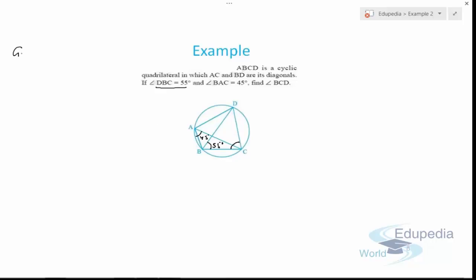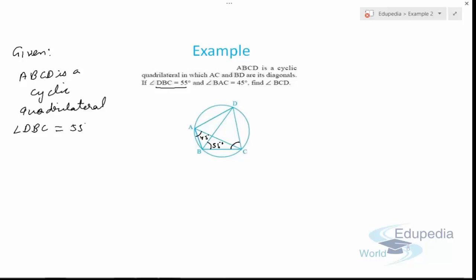First of all, we need to write the given. It's given that ABCD is a cyclic quadrilateral, right? And it's given that angle DBC is 55 degrees, angle BAC is 45 degrees, right? So we need to find angle BCD. So let's see how we can solve this. So let's discuss the proof now.